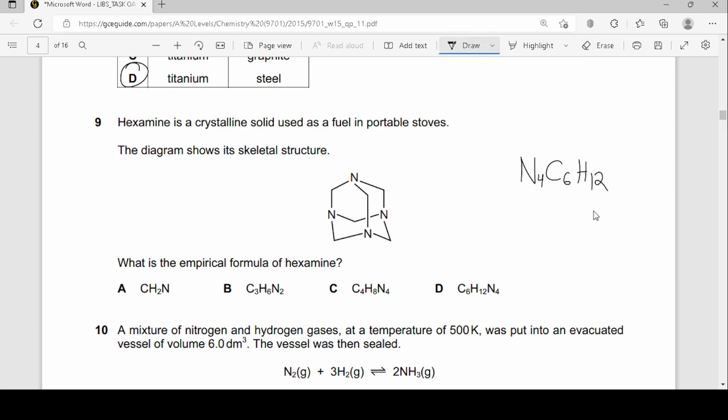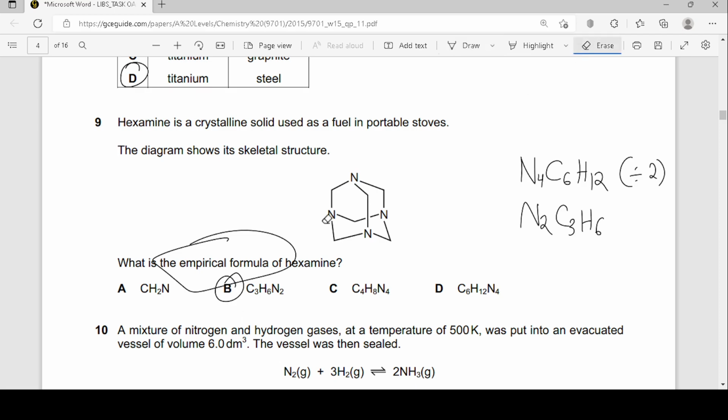So we have N4C6H12. Can I simplify that further? Because they've asked me for the empirical formula. Yes, I can simplify it further. I can divide this by 2. So I get N2C3H6. Now, is that an option? That is an option. That is option B, C3H6N2. So that's my answer.